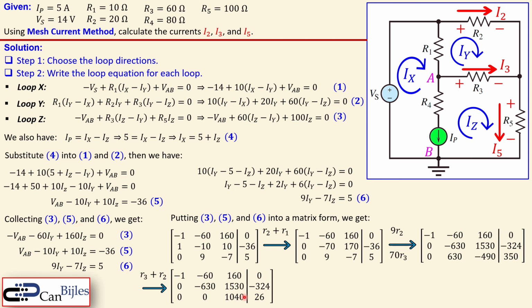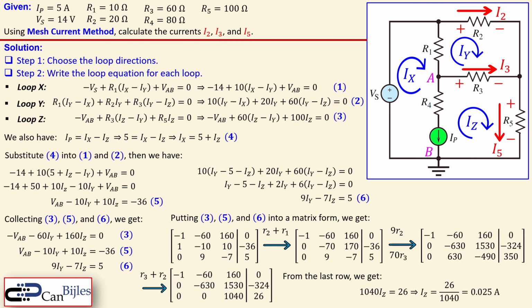Now we are almost done, because now you see in the final row, the third row, that you can calculate IZ, because this is one from the last row. You can see 1040 times IZ is equal to 26. That means IZ is equal to 26 over this 1040, which is then 0.025 or 25 milliamps. Now, once we have this IZ, we can calculate IY and also IX for this circuit.